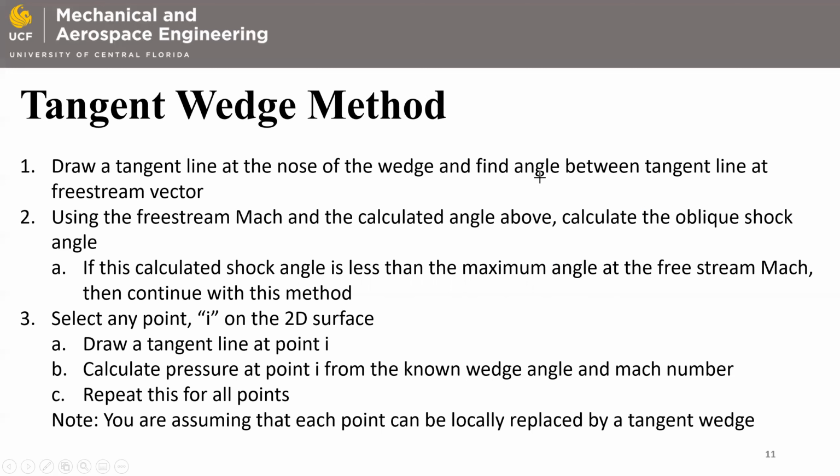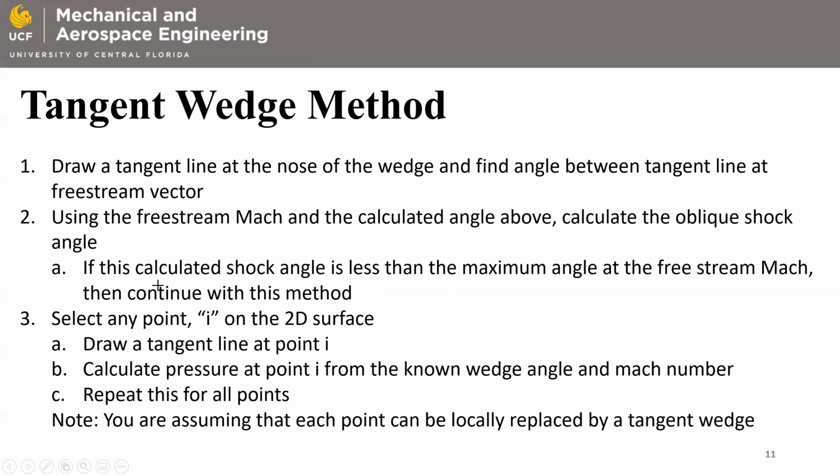And then you would find the angle between that tangent line and the free stream vector. And then you can use those two things to calculate the oblique shock angle using your oblique shock relations. And then you need to check if that calculated shock angle is within reason, meaning if it's less than the maximum angle at that particular free stream Mach number.